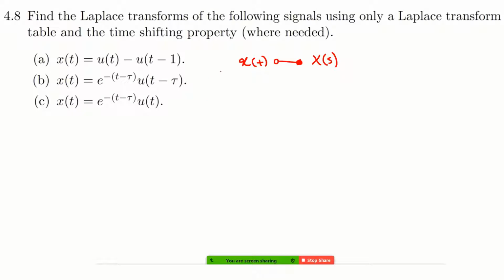Okay, so if I shift the signal x(t) here by t0, then I still can find the Laplace transform of the new signal, the shifted signal, using the signal we have here, and the Laplace transform for this would be X(s) e to the power of minus s t0. This is the shifting property.